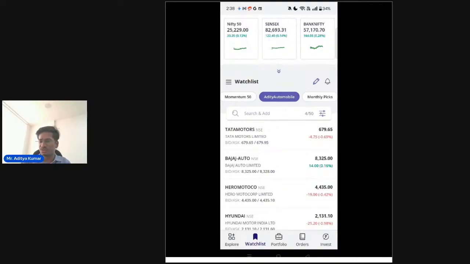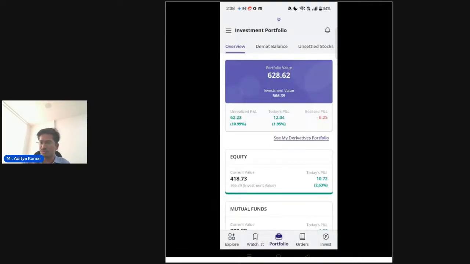So let's move on to the portfolio section. This is my portfolio section. We will be discussing what things you can see here. This is your go-to place for a comprehensive overview of how your investments are performing. It's designed to give a clear and organized snapshot of your financial health.